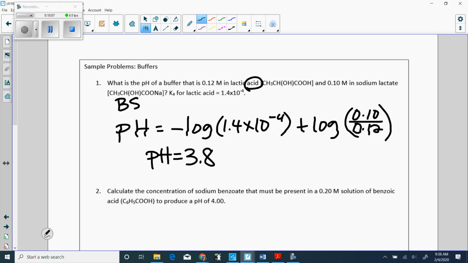Did you get 3.8? Okay, then with your bad buddy, do number 2. Now you're solving for something different, so it's more of an algebra problem than anything else. Do number 2.